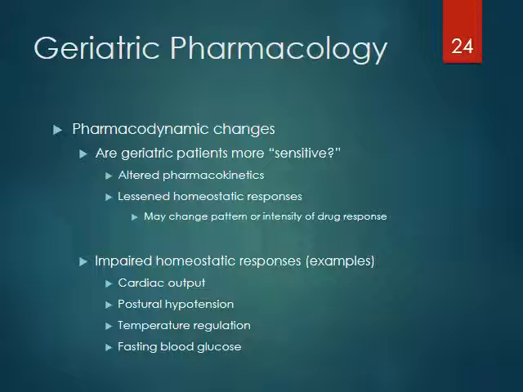There are also some pharmacodynamic changes that can occur as well. Some people say geriatric patients are more sensitive to medications, and that makes a lot of sense. Some of it's related to the kinetics, in which case they're not able to eliminate medications as appropriately as before. Thus, they may have higher levels than you would expect for someone with good organ function. And then they also have lessened homeostatic responses, which can change the pattern or the intensity of their drug response. So say, for instance, you give an antihypertensive to a young healthy patient, they can deal with those changes in blood pressure fairly easily.